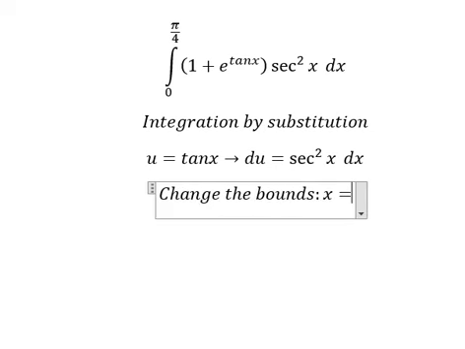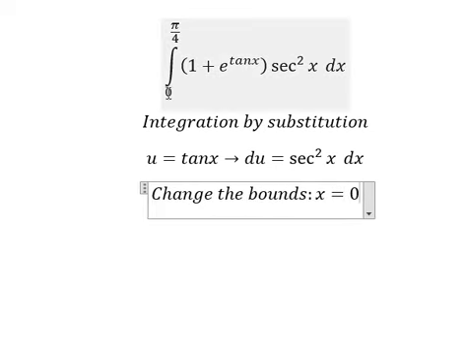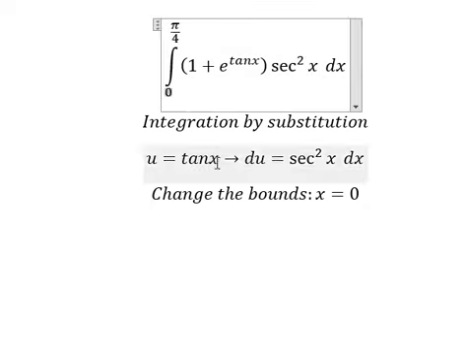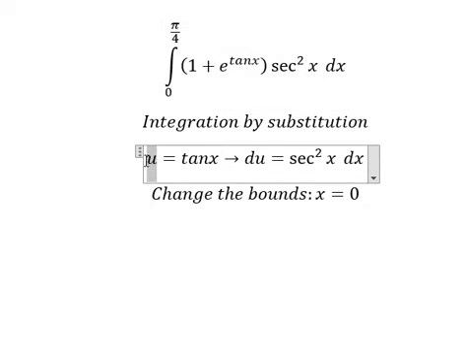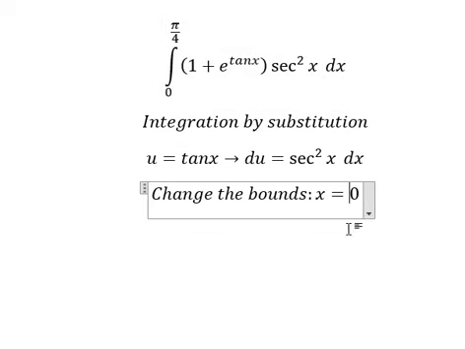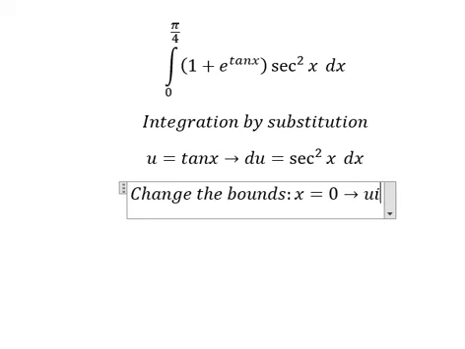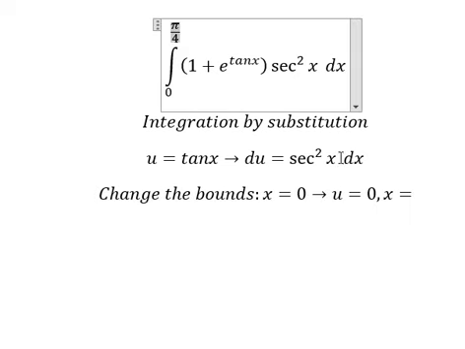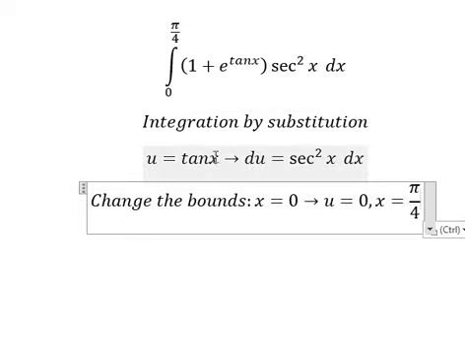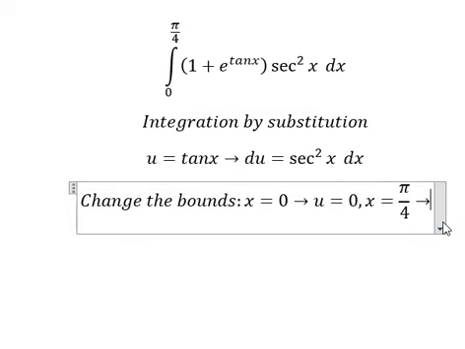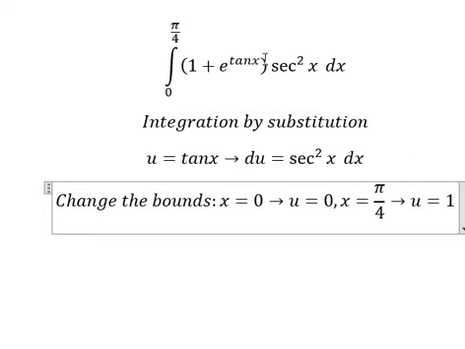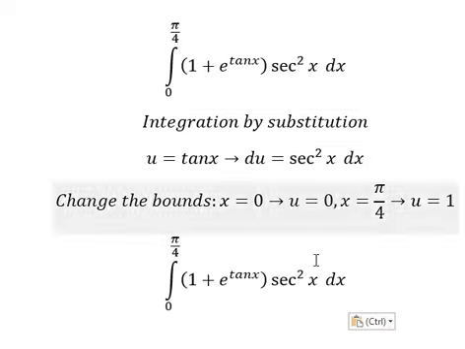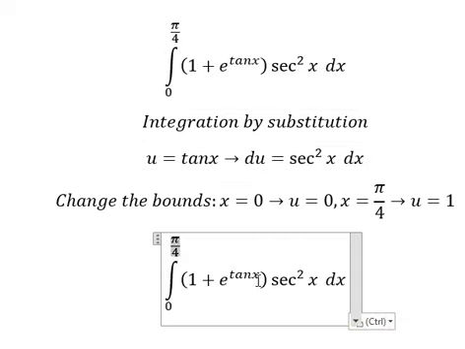When x equals 0, from here, I will put this one on here to find the value of u. So u equals 0. When x equals π over 4, I will put this one on here, and u equals 1. So 0 we keep the same, and π over 4 becomes 1.